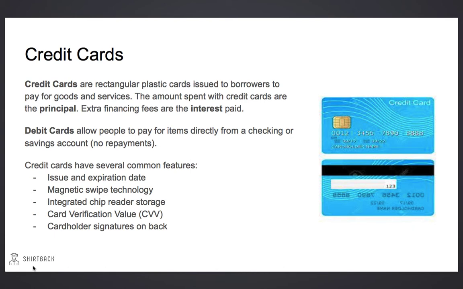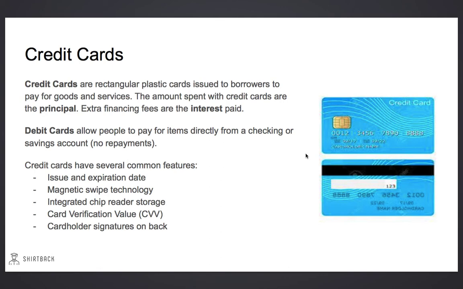All credit cards have several common features. Over here to the right is a screenshot of the front and back of a generic credit card. All credit cards will have issue and expiration dates. These are when the account begins and expires. Credit cards use magnetic swipe technology. That is the black horizontal stripe along the back of the card. This is where data is stored and read by credit card readers.